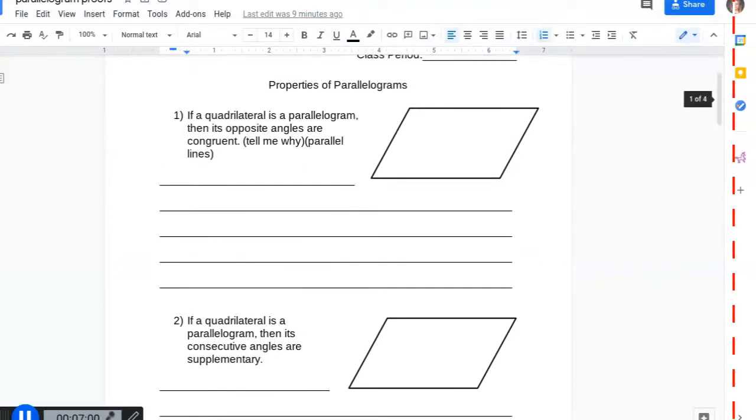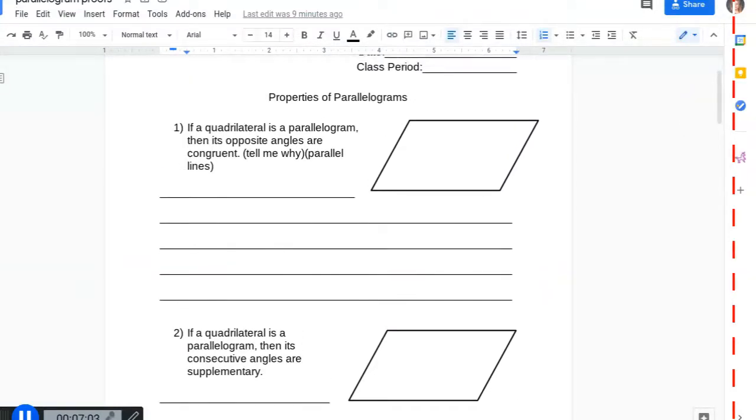Okay, so here we've got the 4 properties of parallelograms, and you are going to help me explain why these are true. So if a quadrilateral is a parallelogram, then its opposite angles are congruent. Why? Show me why its opposite angles have to be congruent. So remember at the beginning I said if we've got parallel lines, then we're going to have some alternate interior angles, same side interior angles, things like that happening.